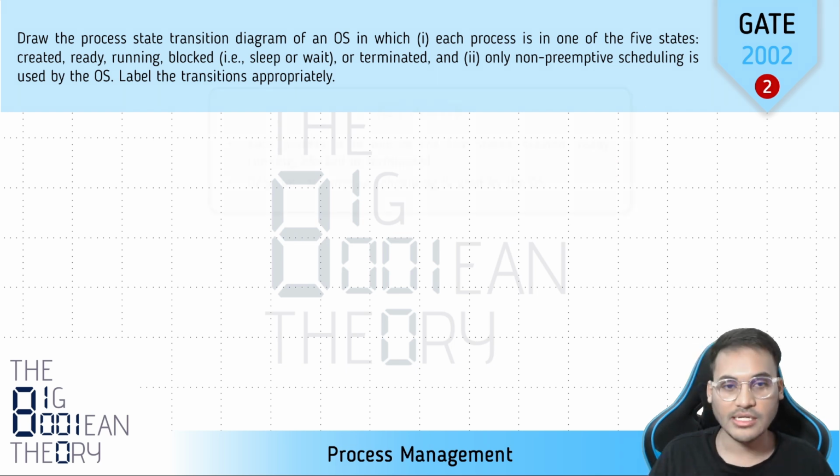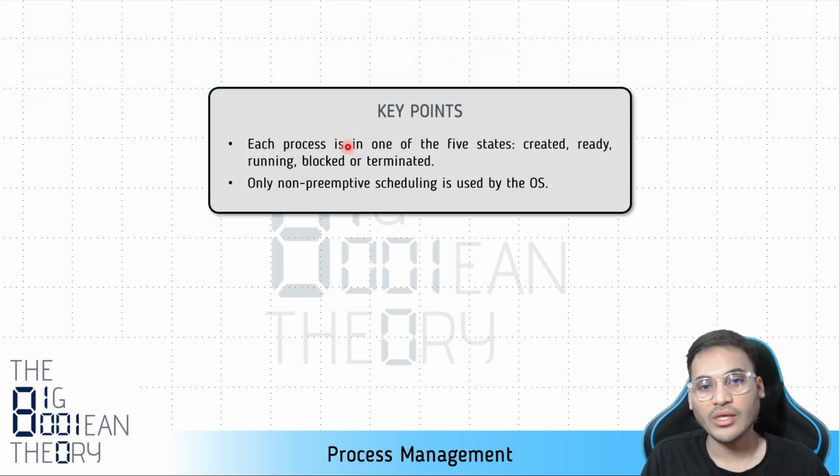So let's list down the two requirements that we have. The key points that we have to focus on in this question is that each process is in one of the 5 states, that is created, ready, running, blocked, or terminated. This is a fairly simple requirement. We have already talked about the process state transition diagram in the earlier video, where we talked about the life cycle of a process. So these 5 states are already there. This condition is kind of trivially fulfilled. We don't have to do much.